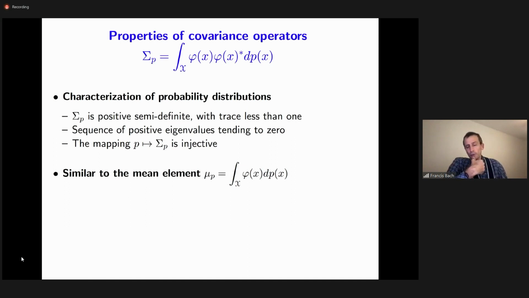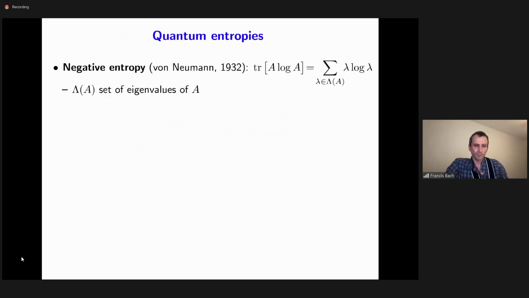And since I've assumed, and I will assume it from now on, that the kernel is universal, then the mapping from P to sigma P is injective, essentially in the same way as the mapping from P to mu P was injective. In fact, this is just mu P for a particular feature. So this is just like replacing the kernel by the square kernel. So everything which is true for the mean element will be true for us. At the moment, I have not used the matrix structure of the problem.